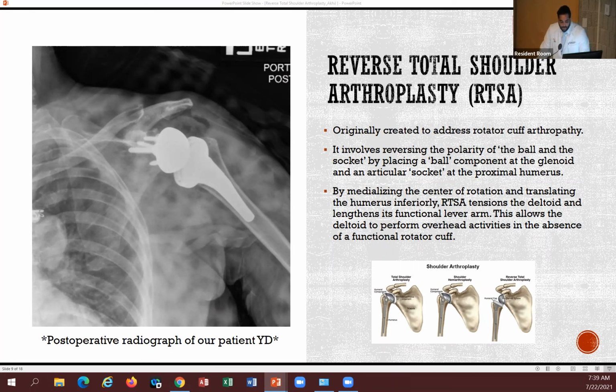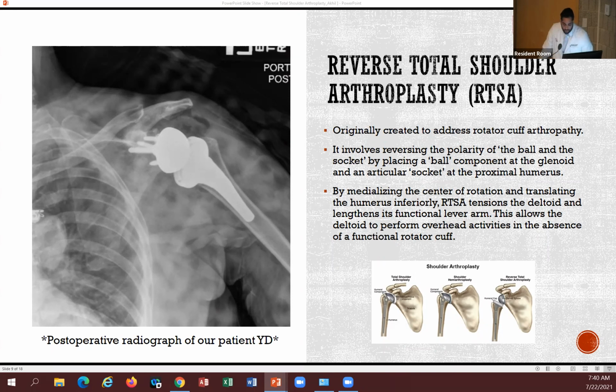It was originally created to address rotator cuff arthropathies. The idea behind it was that by medializing the center of rotation and translating the humerus inferiorly, the reverse total shoulder tensions the deltoid, and it becomes the main muscle involved in utilizing the shoulder because it functions as a lever arm. And so that's why you don't necessarily need a rotator cuff when you use this procedure for patients with rotator cuff arthropathy. And this is actually a post-operative graph of our patient.